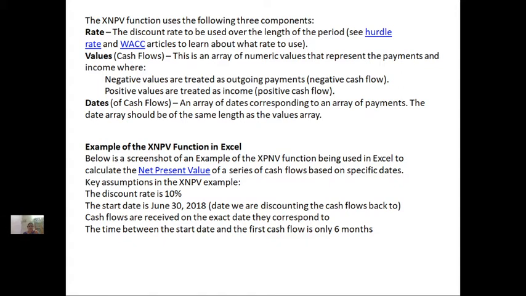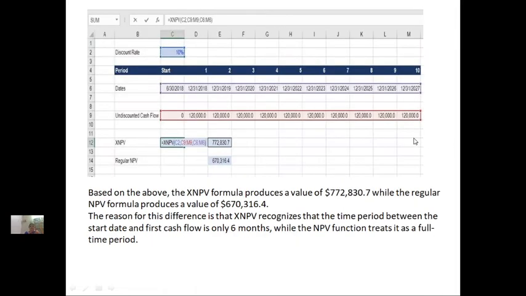So an example of the XNPV function in Excel is, for example, here I have taken the discount rate as 10%, and the start date is June 30, 2018. Cash flows are received on the exact date they correspond to, and the time between the start date and the first cash flow is only 6 months. Okay. So this is about the XNPV function. Now let us go to the next slide.